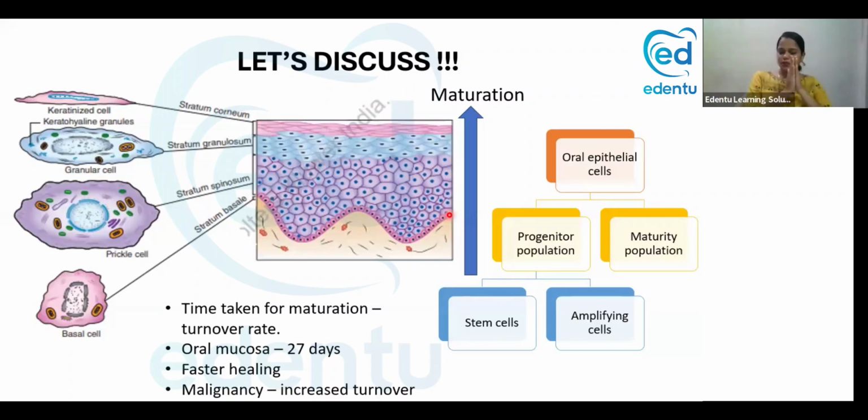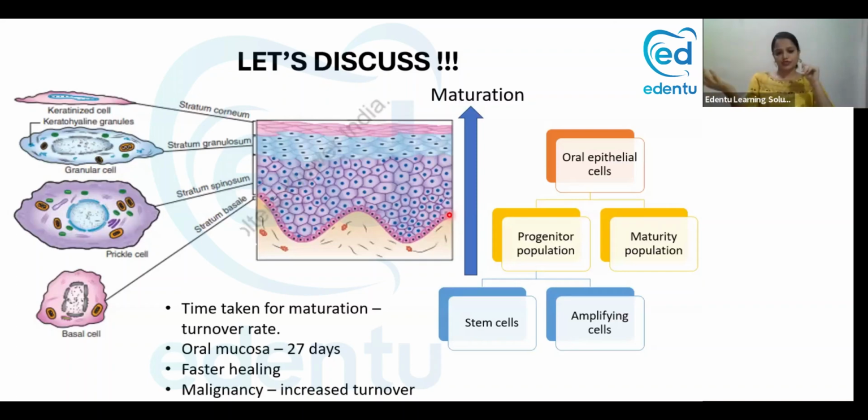In the progenitor population also, a few cells are stem cells. Stem cells have the ability to continuously replicate and form new cells. Then the other one is the amplifying cells. The stem cells will produce more and more basal cells, and those basal cells will stay in the basement membrane.